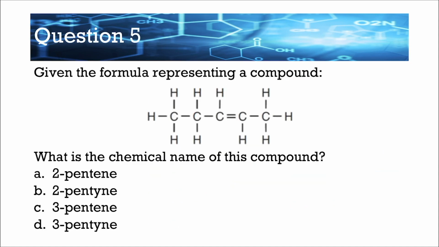Next question, number 5. The name of this compound. So again, our first job is to name the longest carbon chain, and that is 5 carbons long. So we get pent. That doesn't narrow down our answers at all. Next thing is this double bond, and you end a double bond with ENE. So now we can get rid of D and B.